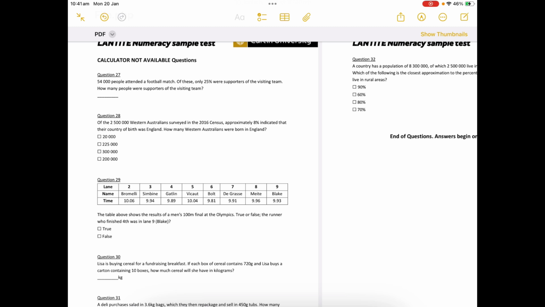54,000 people attended a football match. Of these, only 25% were supporters of the visiting team. How many people were supporters of the visiting team? Alright, so we need to work out 25% of 54,000.